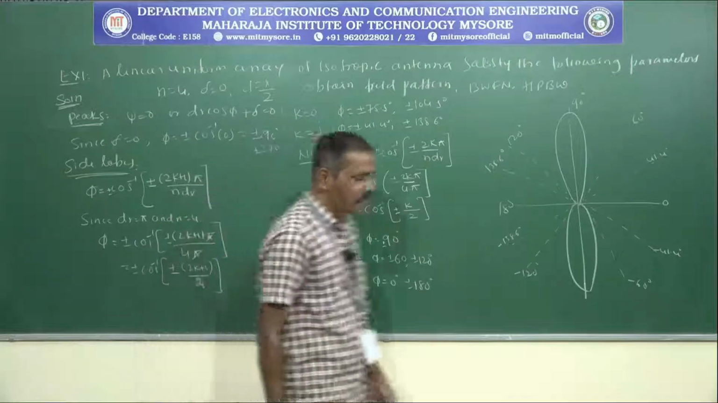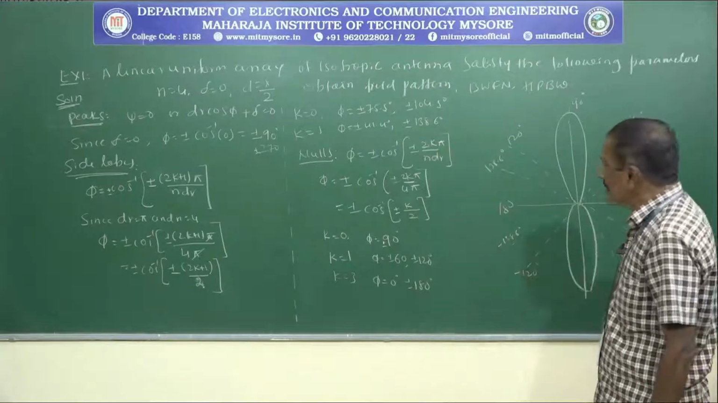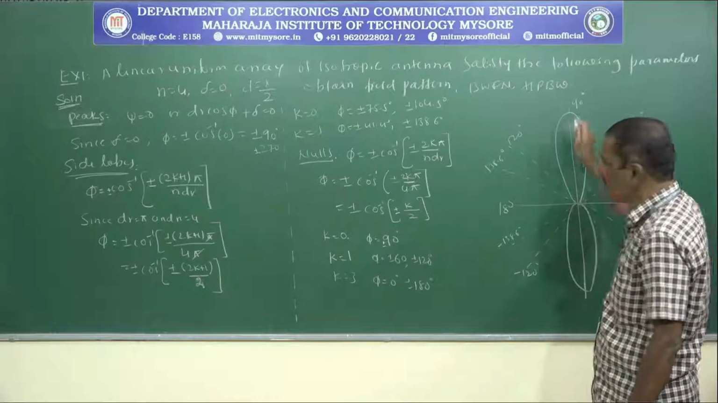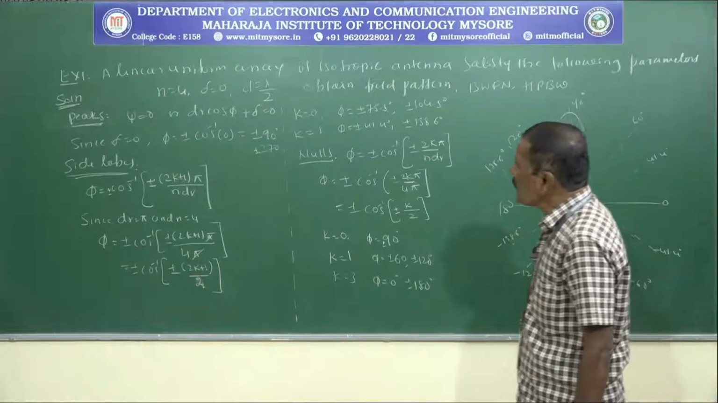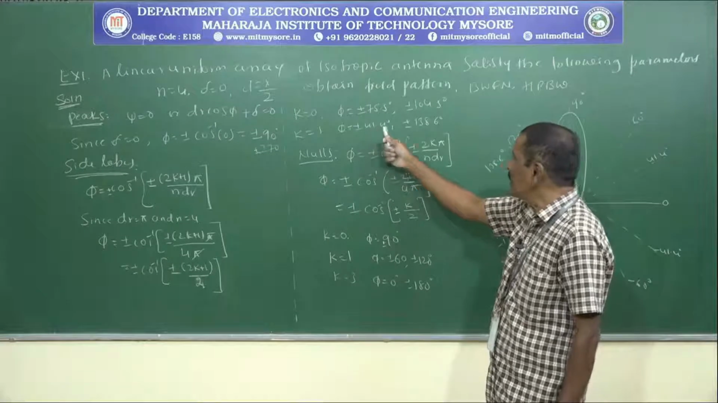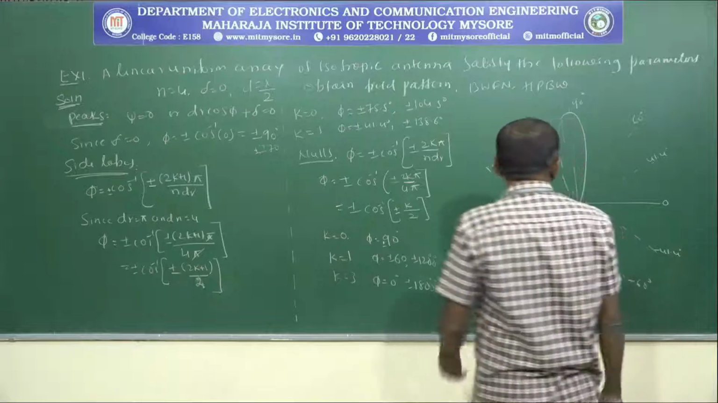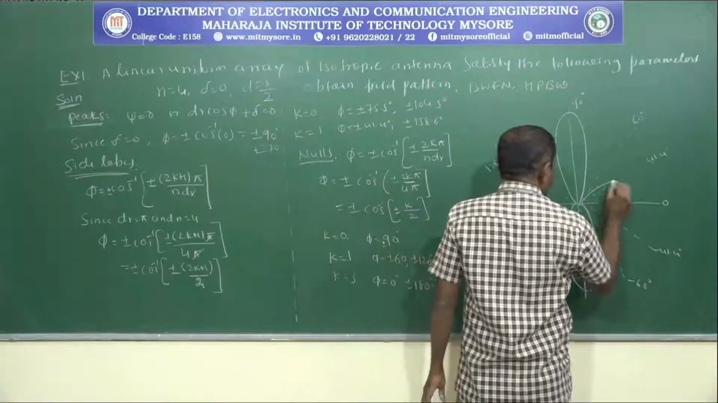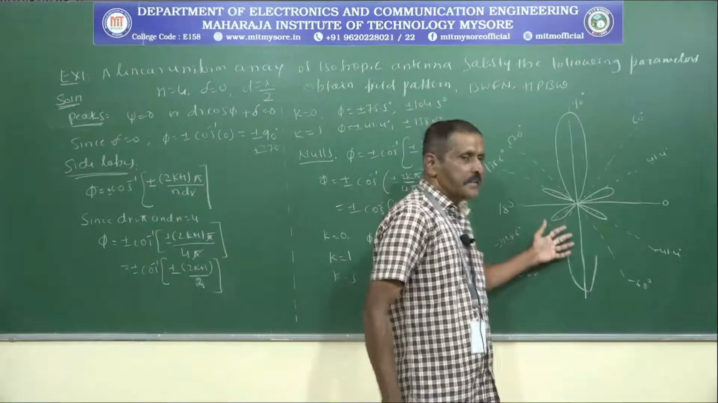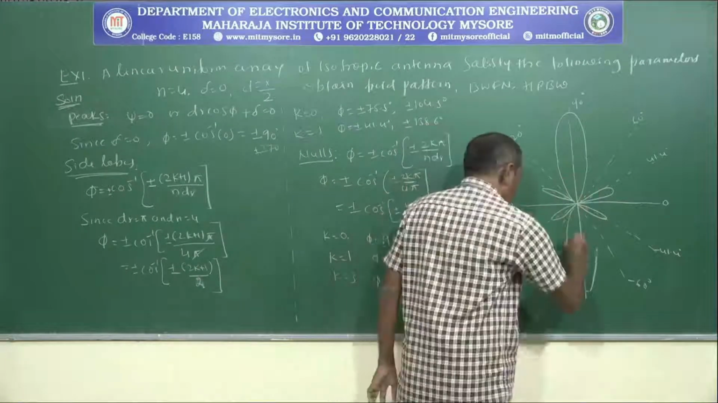Once you calculate all these values, then you can draw the radiation pattern. What that equation is saying is that you are getting the maximum radiation along 90 degrees and 270 degrees. Then side lobes you are having at angles of 41.4 degrees, 138 degrees, 75 degrees, 104 degrees like this. So this is the one where you are getting the side lobes. This is another side lobe, and this is the final radiation pattern where you are having the main lobes and the side lobes.